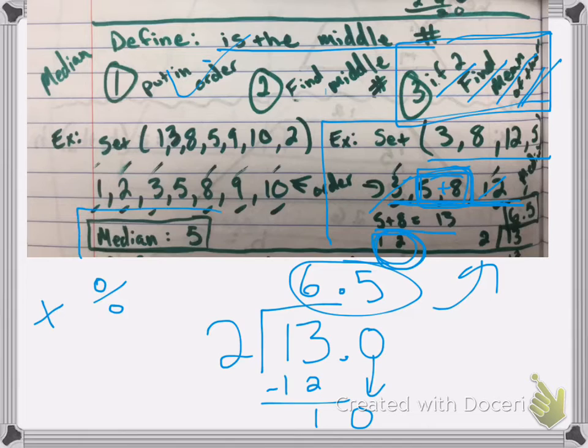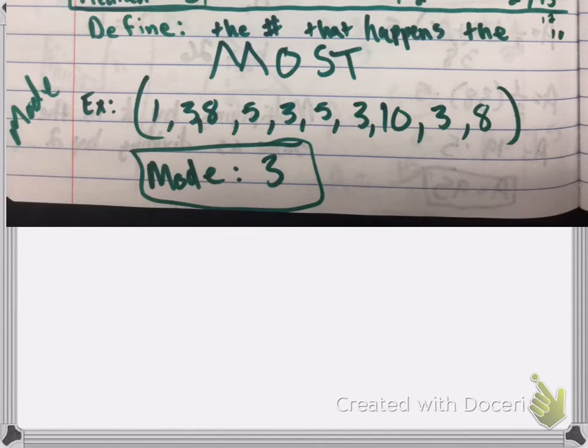In this case, it was 5 on the left. On the second case, it was 6.5. If you run into two numbers in the middle, make sure that you find the average. All right, mode. So we went over mean, we went over median, mode. The definition of mode is the number that happens the most. I remember it is mode starts with MO, and the number that happens the most starts with MO.